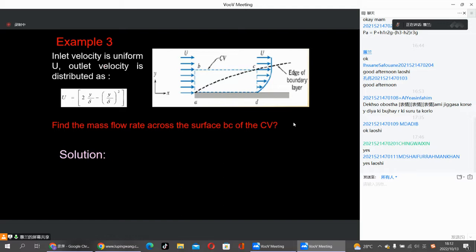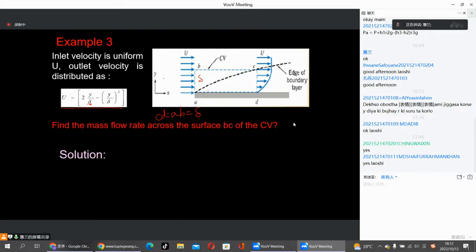The inlet velocity is uniform at AB, and the outlet velocity is distributed as the distribution given. U is a function of Y. Delta, this value, is a constant, and AB is equal to CD. So we need to find the mass flow rate across the control surface BC of this control volume.